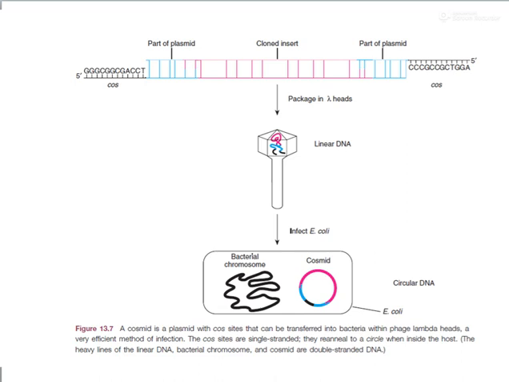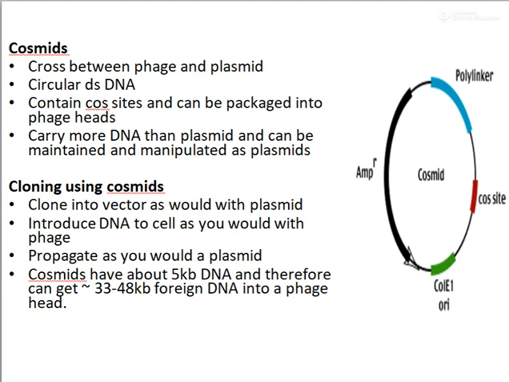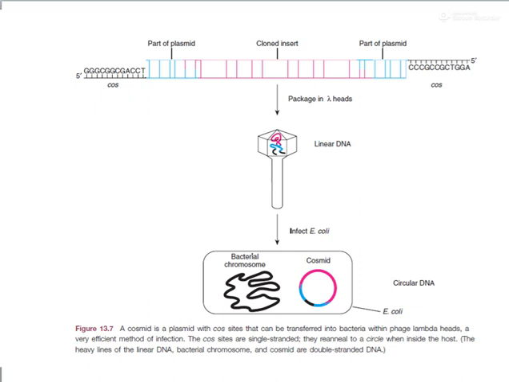So here we have a part of the cos site and a part of the plasmid also, and the amount of DNA which we can put here is approximately 33 to 48 kb in the case of a cosmid vector. So you take your recombinant here, package it into the lambda heads, and then such phages can infect the E. coli cells. So instead of the process of transformation, we have the process of transduction when you are infecting with a phage.